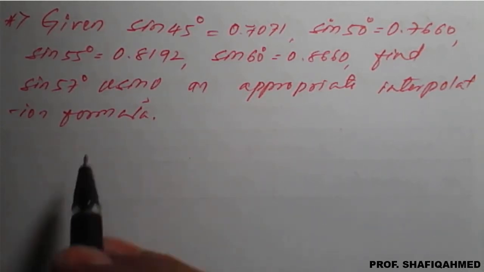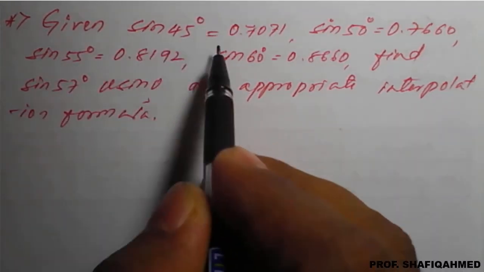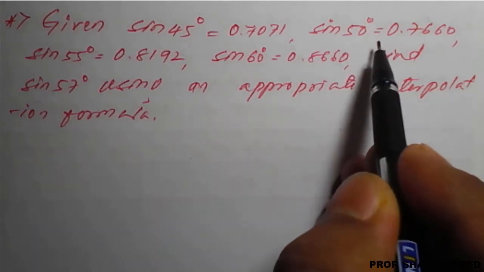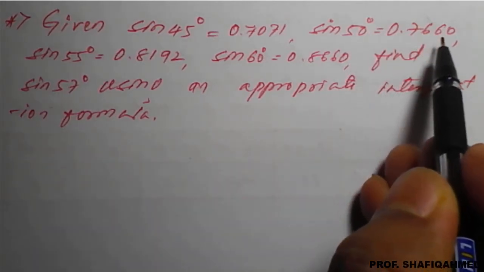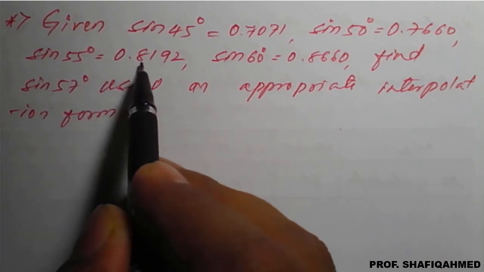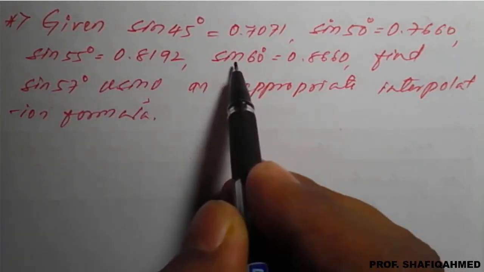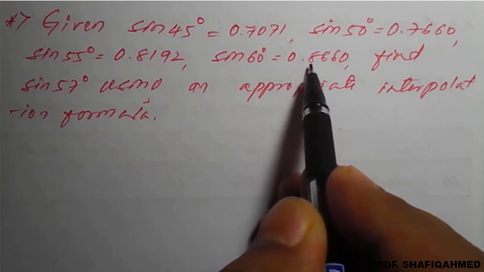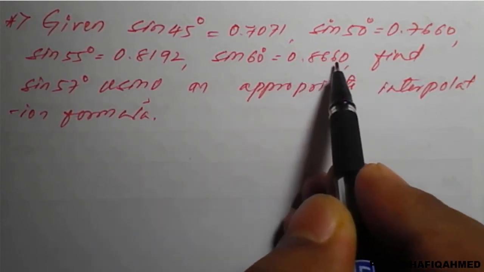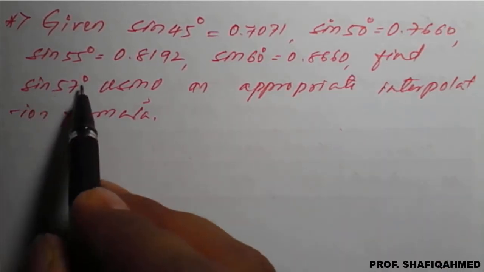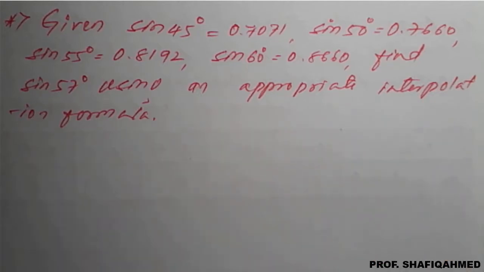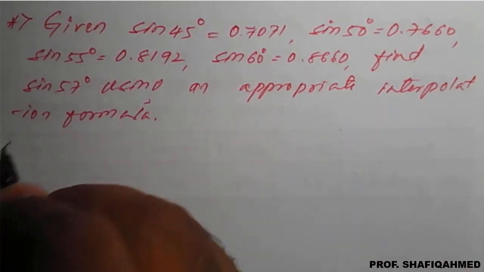The problem is: given sine 45 degree is equal to 0.7071, sine 50 degree equal to 0.7660, sine 55 degree equal to 0.8192, sine 60 degree equal to 0.8660. Find sine of 57 degree using an appropriate interpolation formula. Solution.